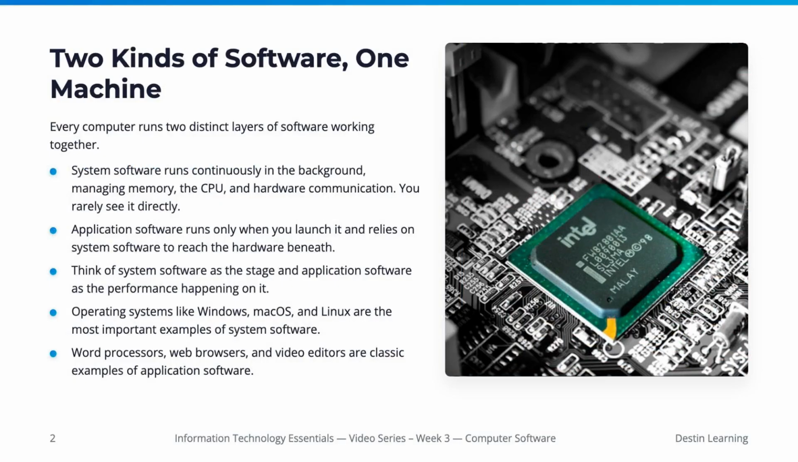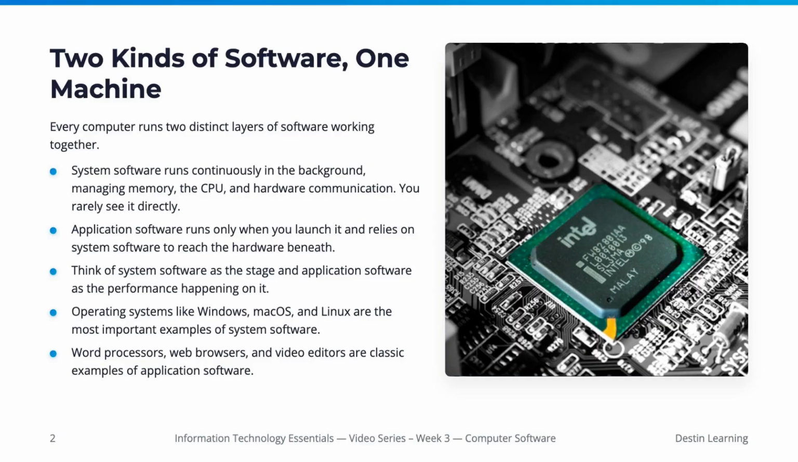In this module, we'll examine the core division between system and application software, trace how code gets written and executed, and evaluate the trade-offs between proprietary and open-source models. Mastering these concepts will give you a clear architectural understanding of how modern software environments operate.